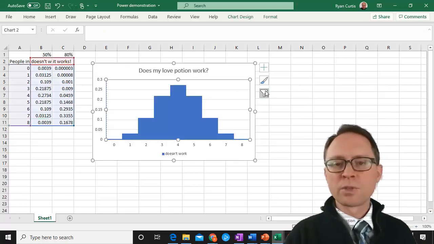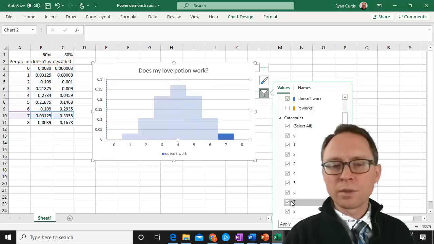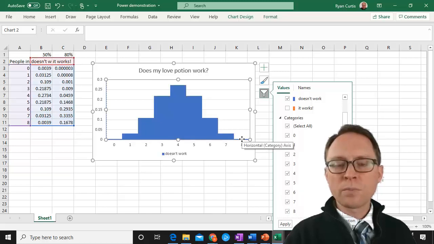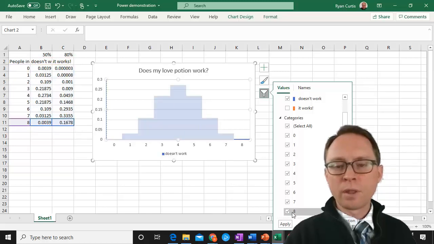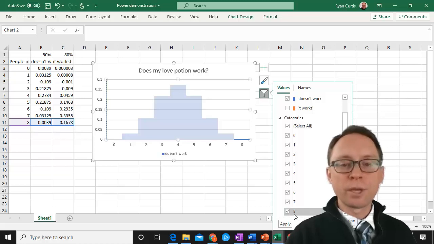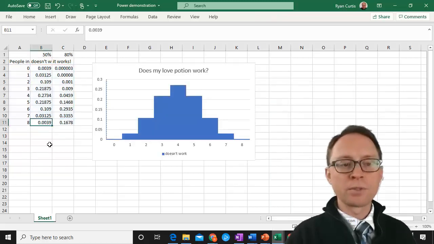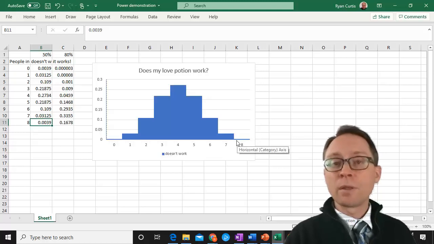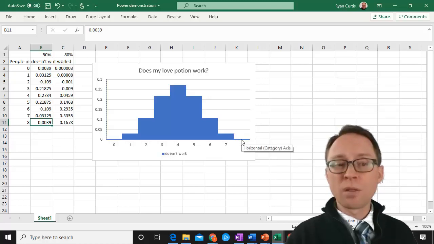Now I'm going to show you on this particular chart what we're talking about. So we start with 8, right? We start with the probability of 8 people falling in love. The probability of that happening when the null is true is 0.0039. You see it right here, 0.0039. That is this one right there. That is less than 0.05. So if 8 out of 8 people fall in love, the probability of that happening when the love potion doesn't work is super small. It's 0.0039. So we'd still reject the null hypothesis.